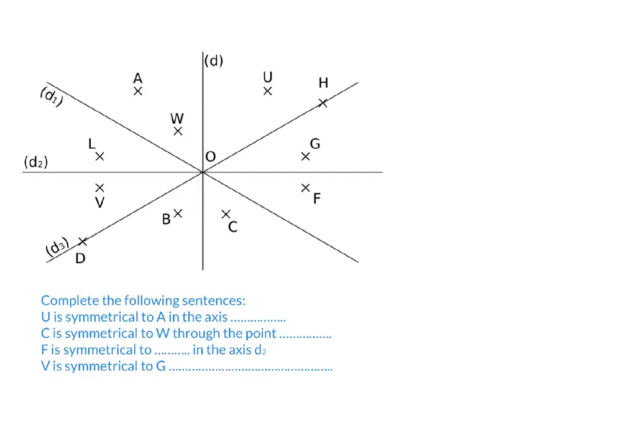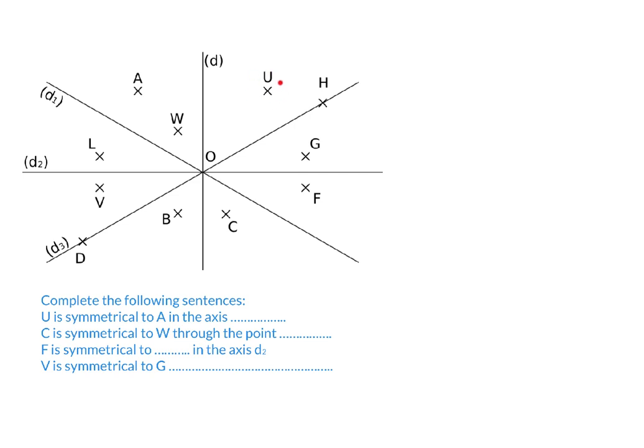Next, we have a complete the following sentences question. And we have various different reflections happening. So let's have a look. The first one, it says U is symmetrical to A in the axis, and we want to name the axes. Let's have a look at the axes first on my diagram. We have D is one axis coming down here. Then we have D1 is this axis going here. D2 axis going here, and D3 axis going here. So it's talking about those four axes, one of which is going to be the correct one.